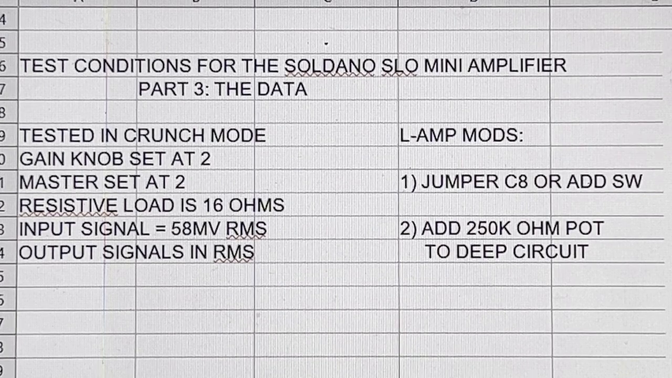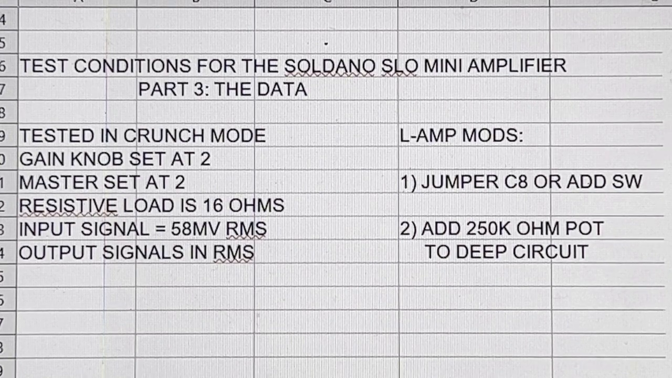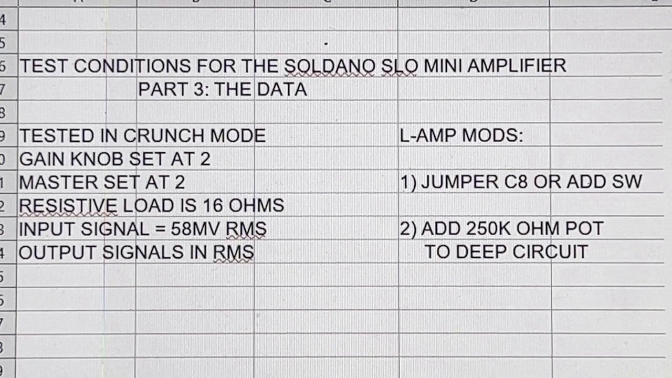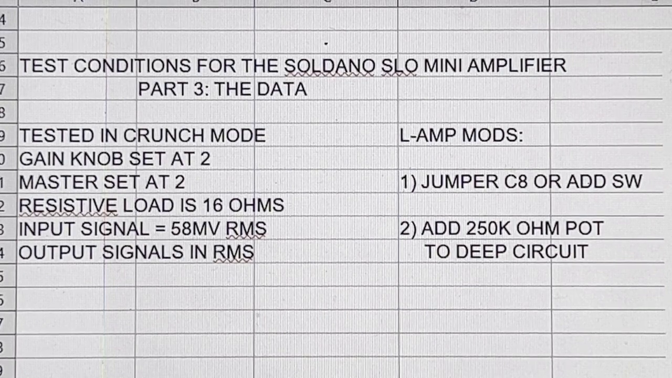In this video, we are going to look at data. And this is part 3. So I characterized the data and made frequency response curves for the SLO Mini. I measured before and after the modifications so you can compare the difference. And there was a drastic difference.